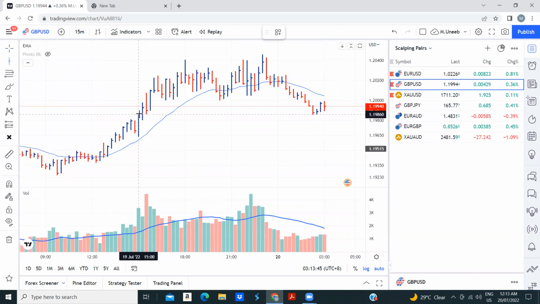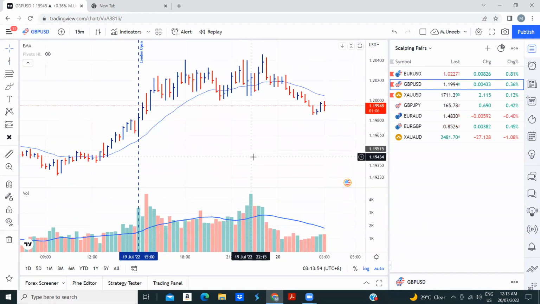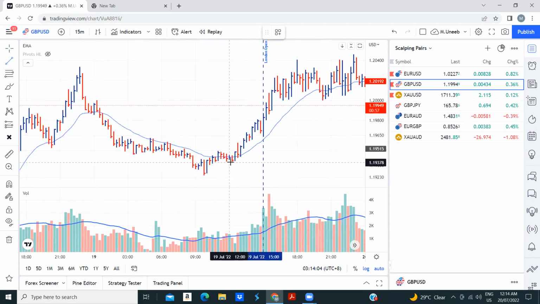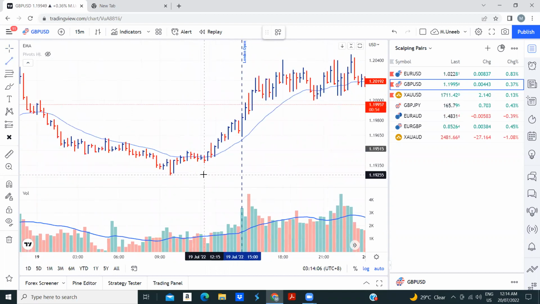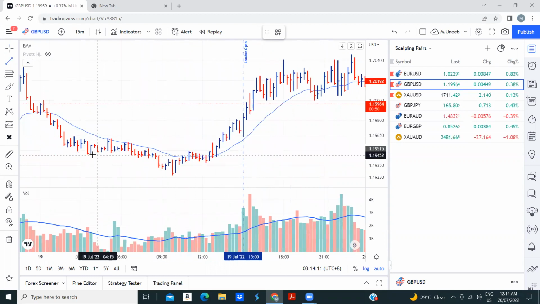Which is right over here. This is London Open, so this is today's London Open. And then we're going to decide the overnight session high and low. The overnight session started from here, at this point.